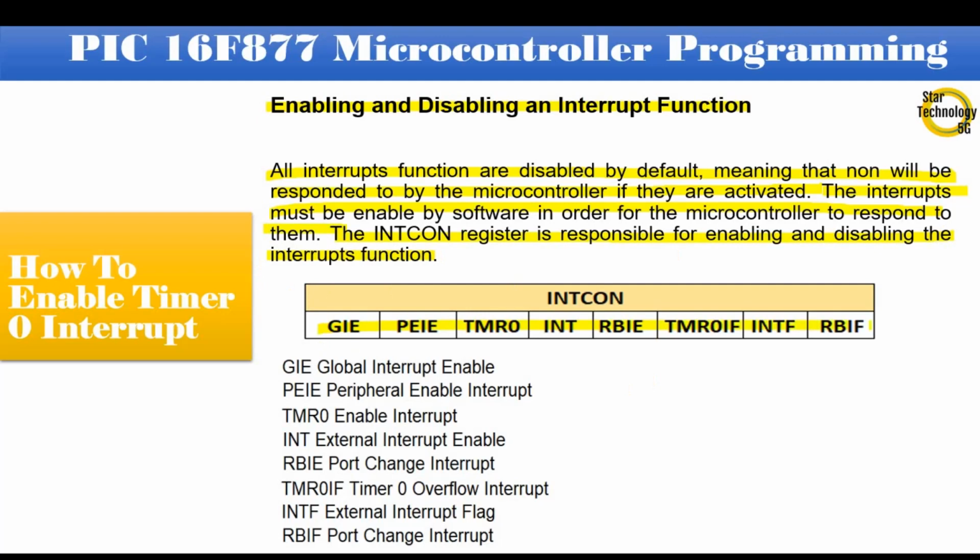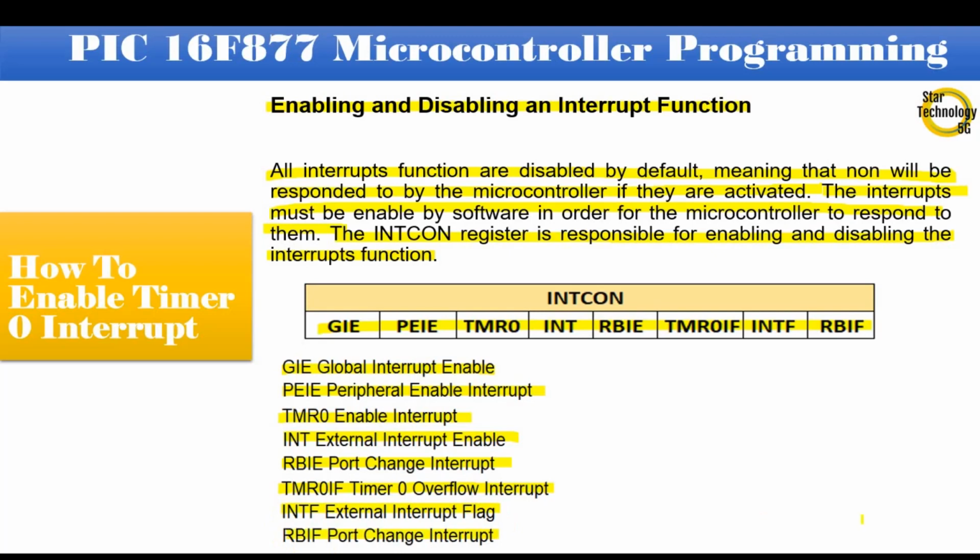Here is INTCON register. GIE, global interrupt enable bit. PIE, peripheral interrupt enable bit. TMR0, TMR0 overflow interrupt enable bit. INT, external interrupt enable bit. RBIE, port change interrupt enable bit. TMR0IF, timer 0 overflow interrupt flag bit. INTF, external interrupt flag bit. RBIF, RB port change interrupt flag bit.